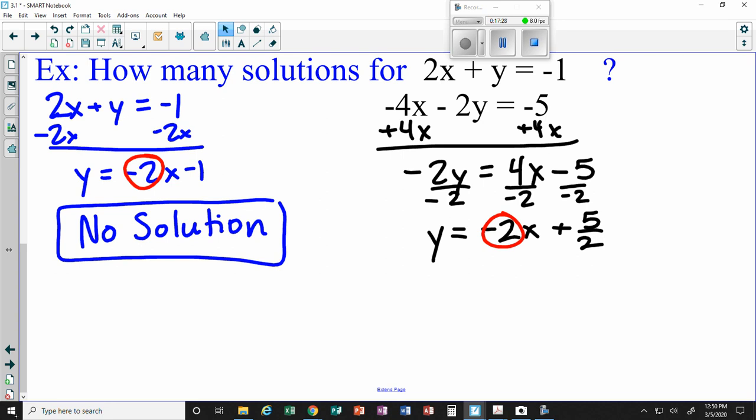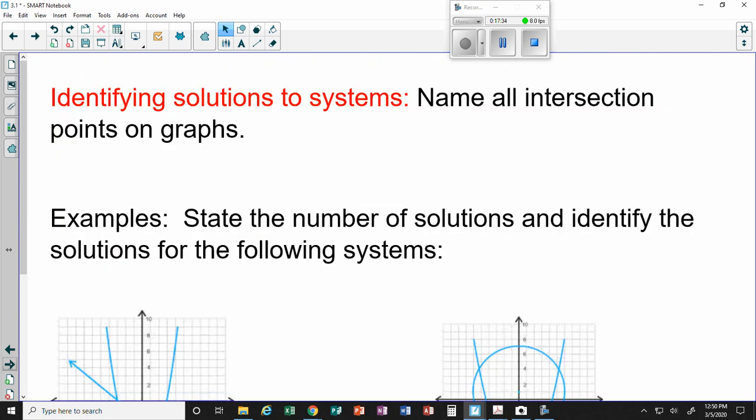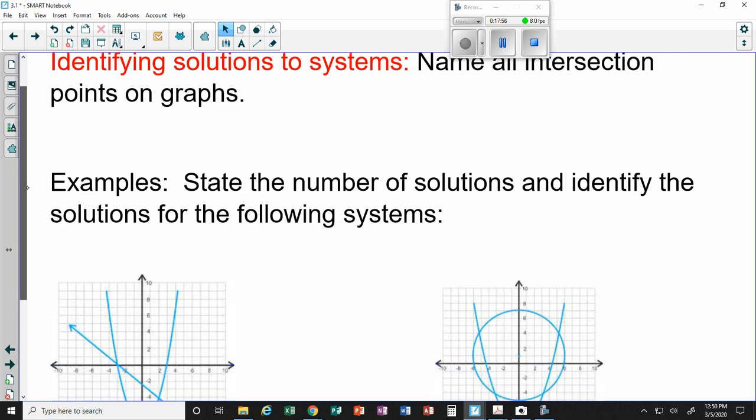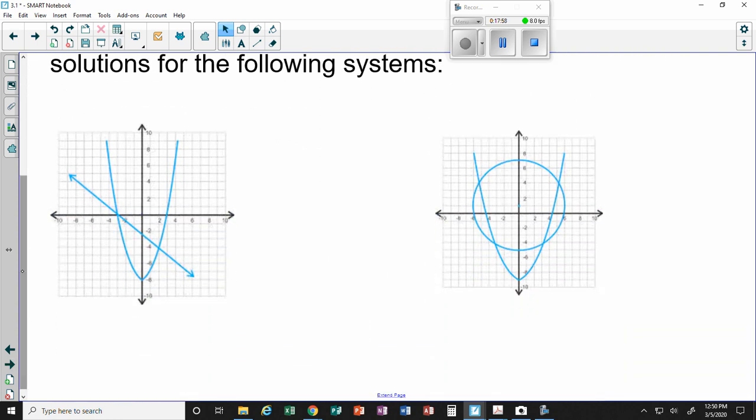Okay, next one, determining solutions from a graph. So to identify solutions to a system, it's where the graphs intersect. Now, if I have two lines, it's where both of those graphs intersect. If I have three, it's where all three of them intersect. Okay, they all have to intersect at that point to be a solution. If I have four, it's where all four of them intersect.